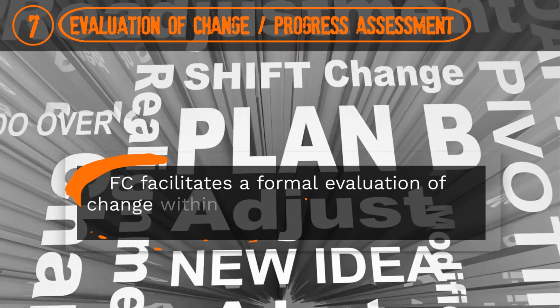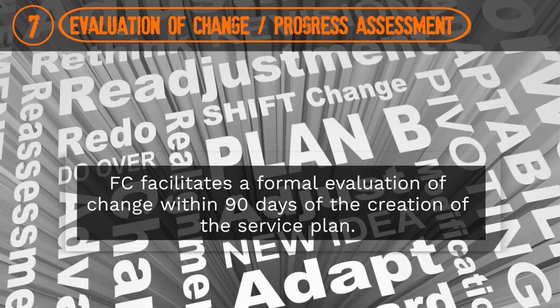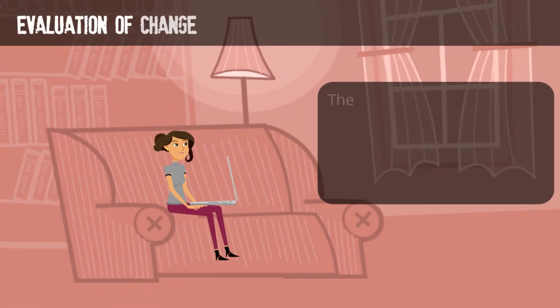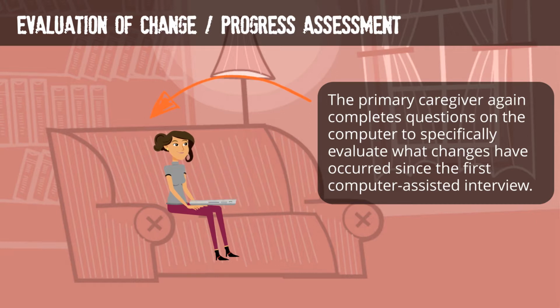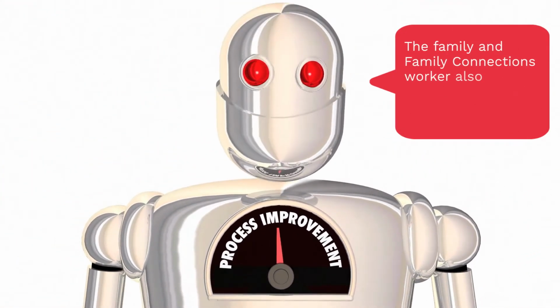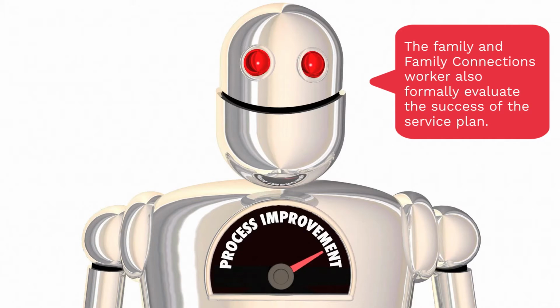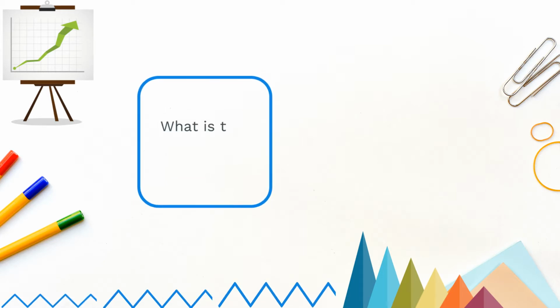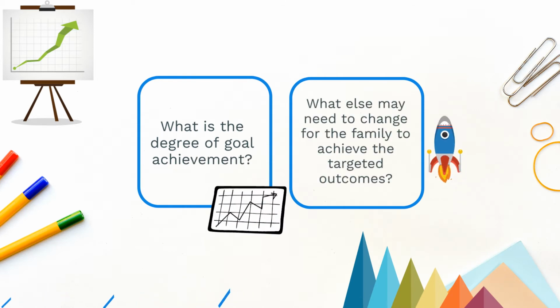Evaluation of change, progress assessment. The Family Connections worker facilitates a formal evaluation of change within 90 days of the creation of the service plan. The primary caregiver again completes questions on the computer to specifically evaluate what changes have occurred since the first computer-assisted interview. The family and the worker also formally evaluate the success of the service plan. They will also look at the degree of goal achievement and what else may need to change for the family to achieve the target outcomes.